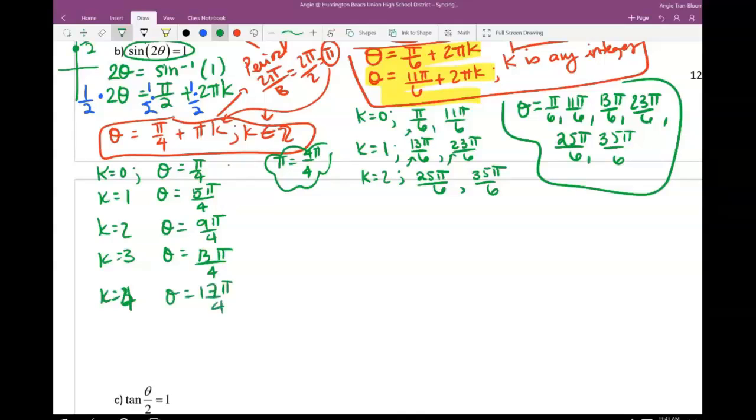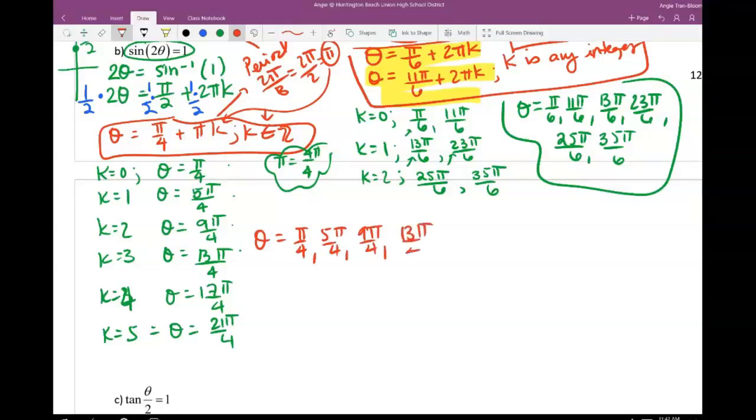How many answers is that? 1, 2, 3, 4, 5, and then one more. When k is 5, I'm going to add 4 pi to that, so that's going to be 21 pi over 4. So here are your 6 solutions. Theta is pi over 4, 5 pi over 4, 9 pi over 4, 13 pi over 4, 17 pi over 4, 21 pi over 4. And box that up.